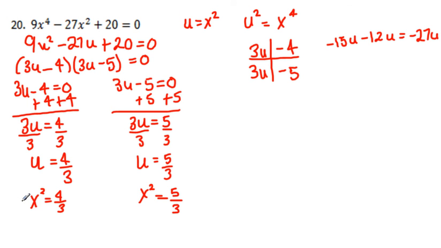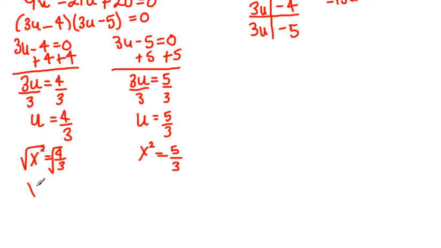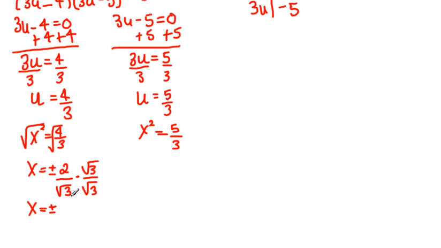To get rid of a squared, we take the square root of both sides, and we get that x equals plus or minus the square root of 4, which is 2, over the square root of 3. I can't leave a square root in the denominator, so we have to rationalize it by multiplying both the top and bottom by the square root of 3. And this gives me my final answer for the first one. 2 square root 3 over 3 times 3 is 9, and the square root of 9 is 3.